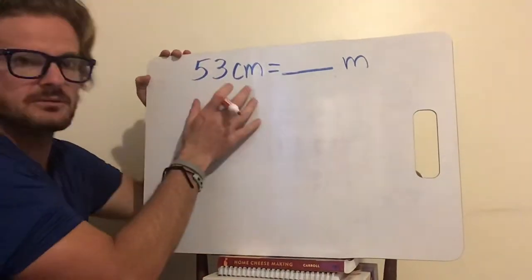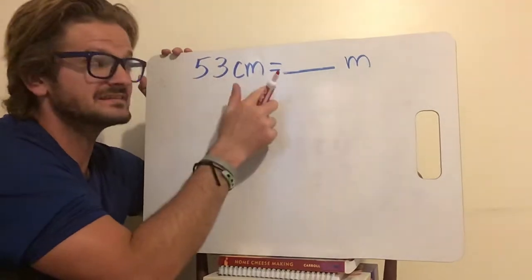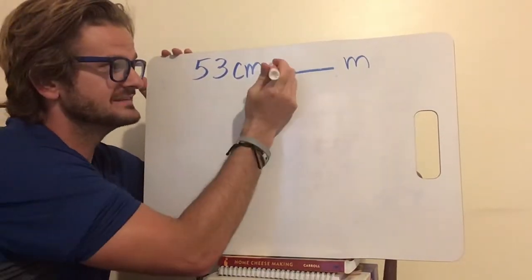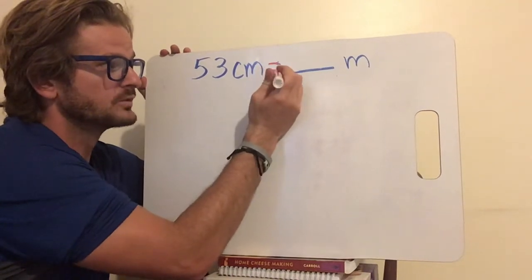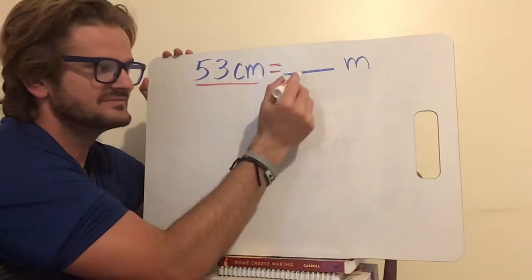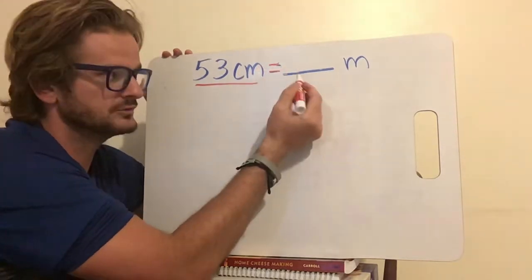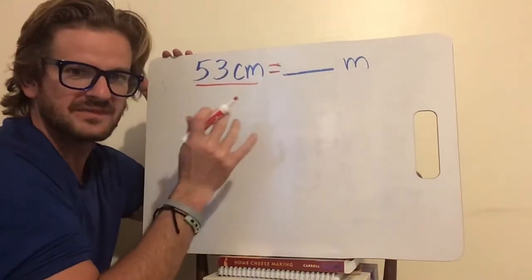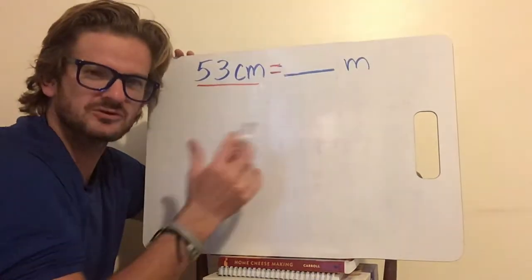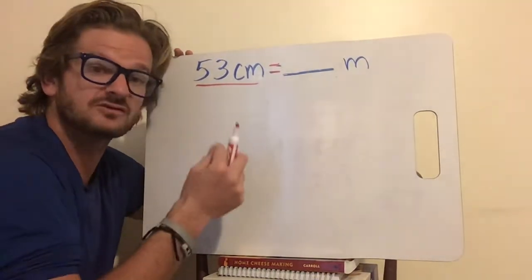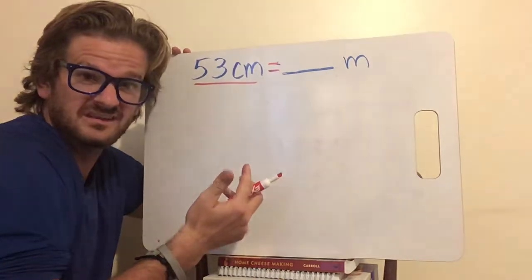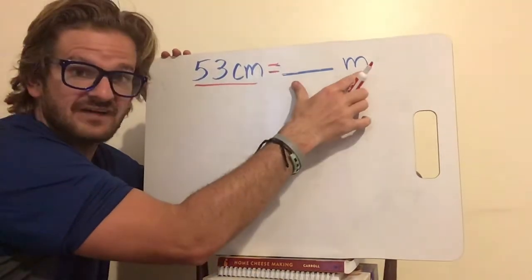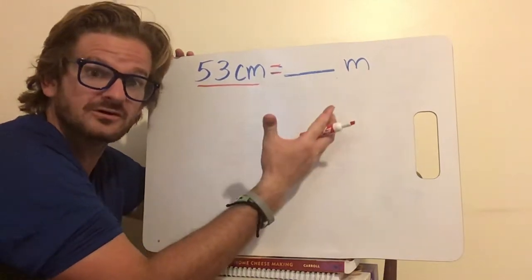So looking at this problem, we see that it's 53 centimeters is equal to how many meters? The first thing I notice on this is the equal sign. We're saying that this left side is equal to the right side. And so when we're going through this, we're not changing anything, we're just changing how it looks. Kind of like 2 over 2 is equal to 1. They have the same value. This 53 centimeters has the same value of some kind of amount of meters.